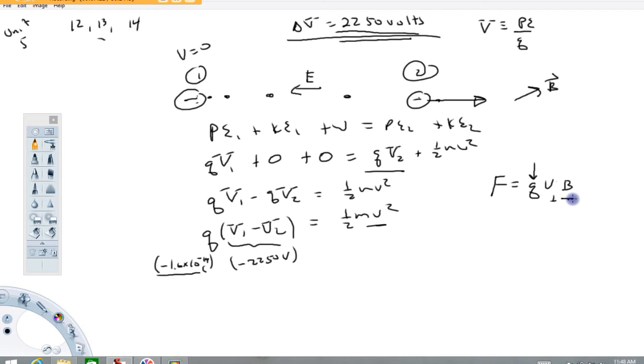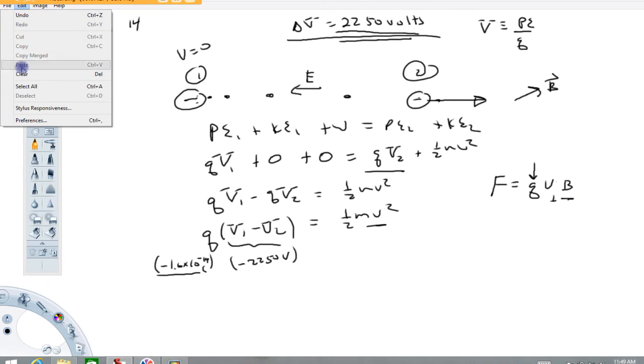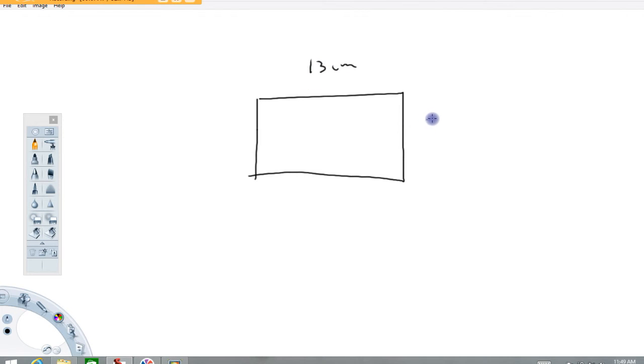I think I'll go ahead and talk about 14. All right, so number 14, it says, a uniform magnetic field is directed perpendicular to the plane of a rectangular loop, having dimensions 7.6 and 13. So I'm going to start by drawing a rectangular loop. In my example, this is 13 centimeters by 7.6 centimeters. It says find the magnetic flux through the loop.